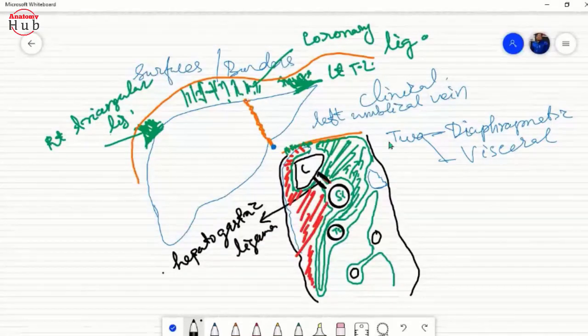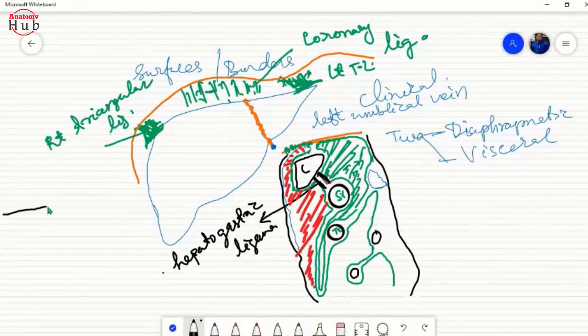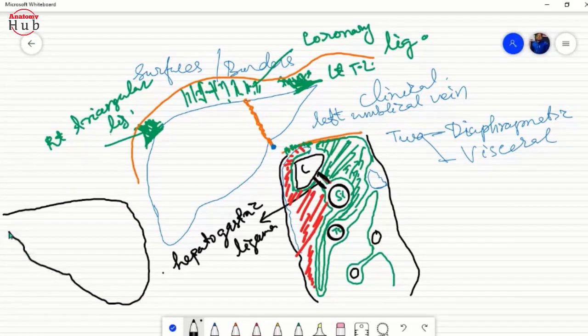Now, if you look just at the visceral surface of the liver, what we'll do here is, we have the liver like this. Okay, this is the liver.